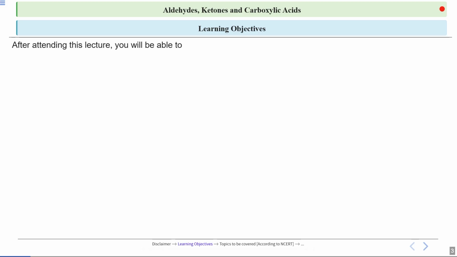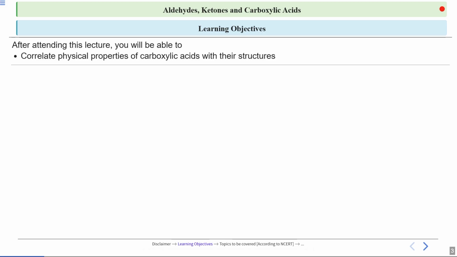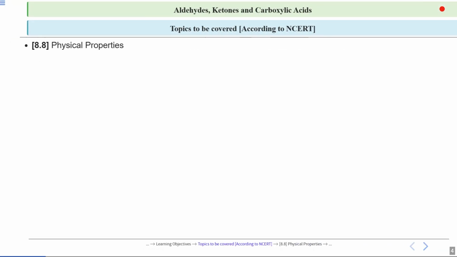So what is the objective of today's lecture? After attending this lecture, you'll be able to understand the topics which we are going to cover today. So today we will correlate the physical properties of carboxylic acids with their structures.